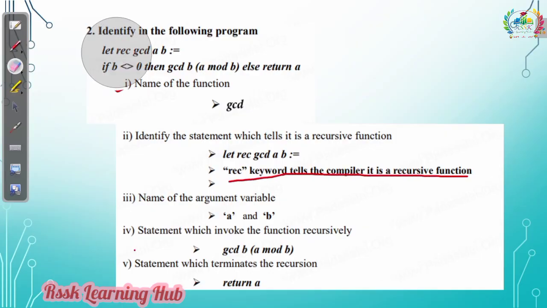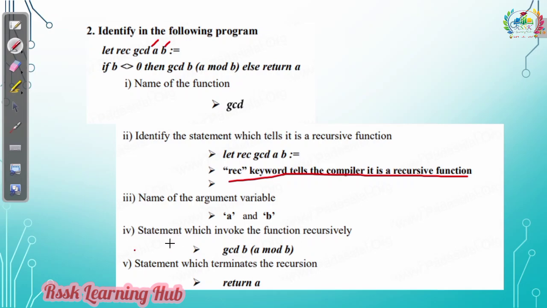Very good. Now moving to your third question, name the argument variables. What are the two variables you are using here? One is a, another one is b. These two are the argument variables.